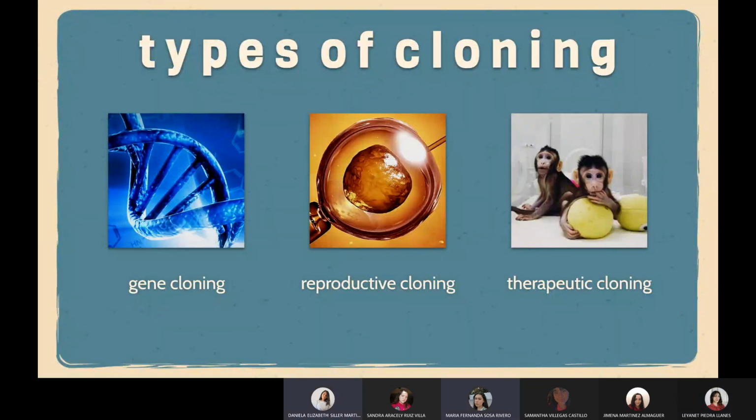Types of cloning. Well, there are 3 types of cloning. The first one is gene cloning, the second one is reproductive cloning, and the third one is therapeutic cloning.